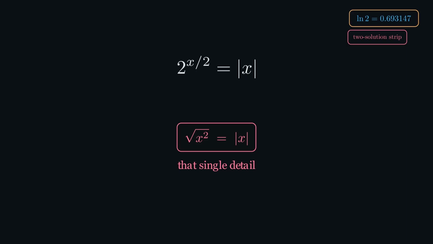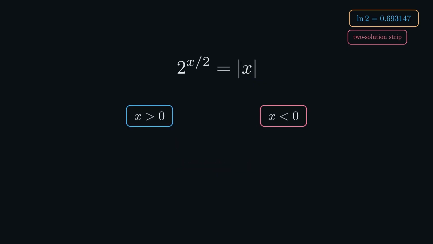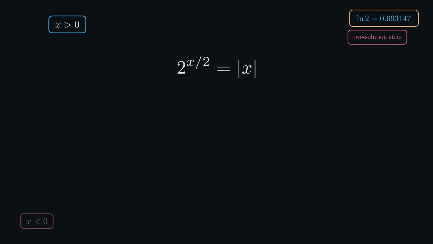Case 1, x positive. Then absolute value of x is just x, and the equation becomes x equals 2 to the x over 2. Write the right side with e. 2 to the x over 2 is e to the x over 2 times natural log 2. So, x equals e to that. Now herd everything to one side. Multiply both sides by e to the negative of that exponent: x times e to the negative x natural log of 2 over 2 equals 1.